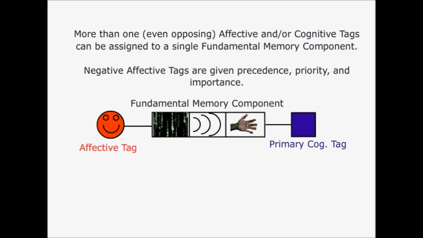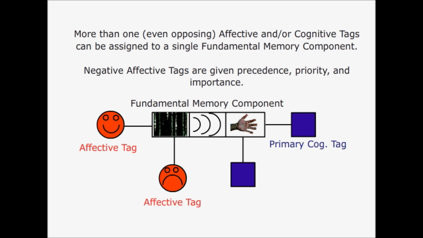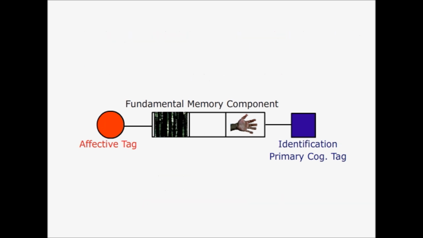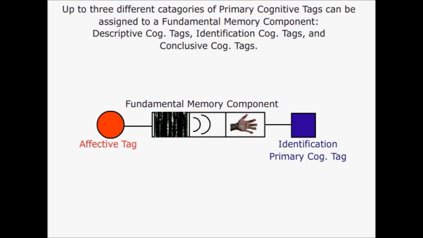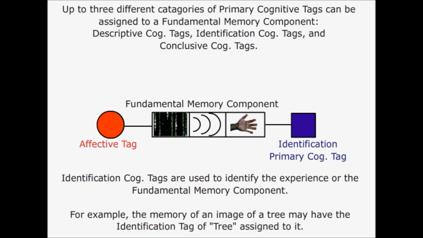More than one, even opposing, affective and/or cognitive tags can be assigned to a single fundamental memory component. Negative affective tags are given precedence, priority, and importance. Up to 3 different categories of primary cognitive tags can be assigned to a fundamental memory component. These include descriptive cognitive tags, identification cognitive tags, and conclusive cognitive tags.